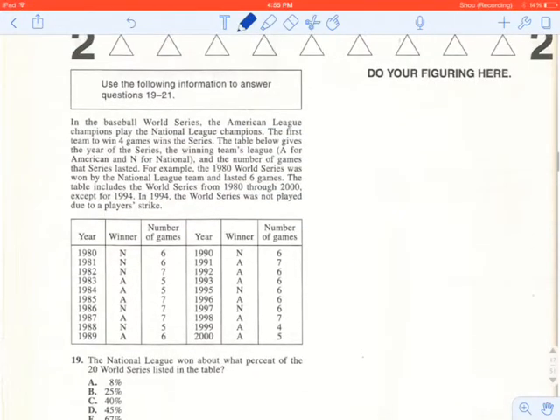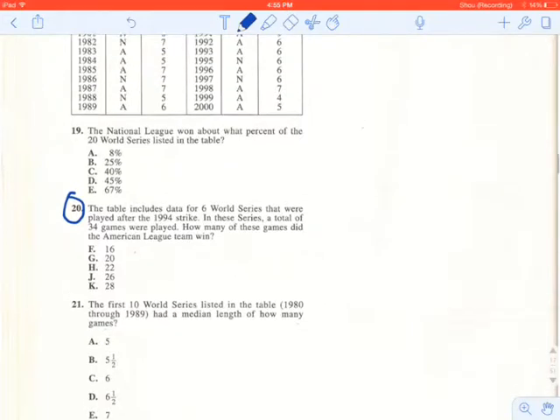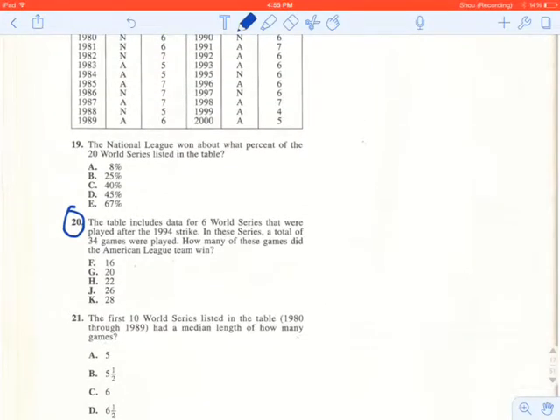Question 20 refers to this table in the paragraph above. We'll read the question first to see what we have to know. So the table includes data for 6 World Series that were played after the 1994 strike. So I'm just going to make a line here because I know there's going to be a division there. In these series, a total of 34 games were played. How many of these games did the American League team win?